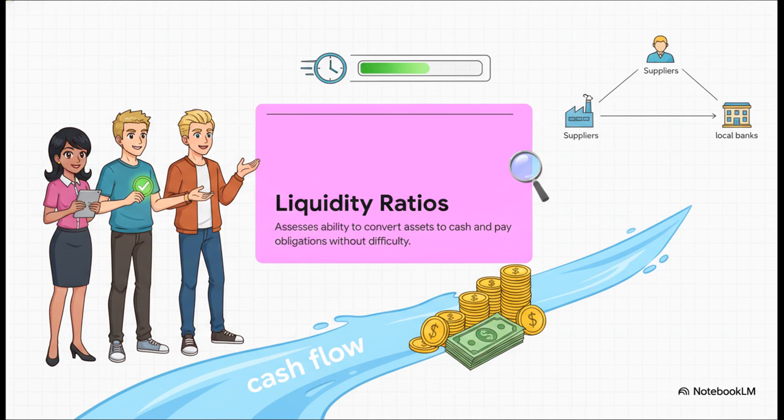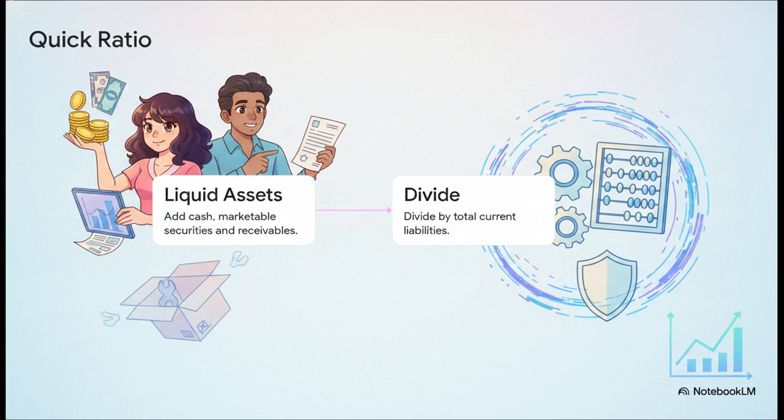Federal, state, and local governments use these mostly to measure the ease of meeting current year obligations. It's essentially a real-time health check for suppliers, employees, and local banks who are waiting to get paid right now. Let's break down one of the absolute strictest liquidity measures we have at our disposal, the quick ratio, or as it's aptly called, the acid test ratio. It's just 2 simple steps. Step 1, you add up only the most liquid assets: cash, marketable securities, and receivables.